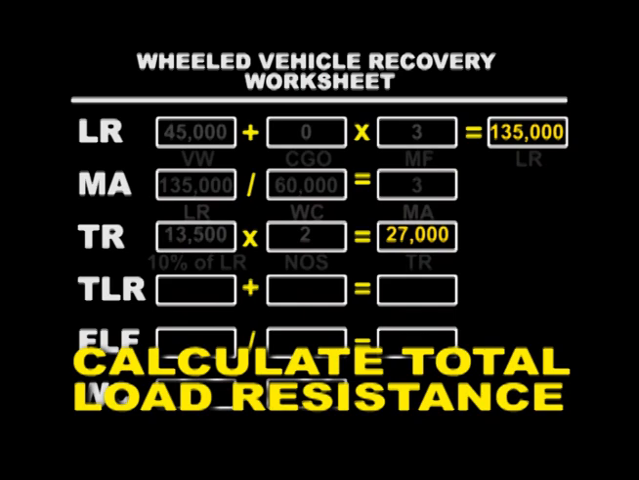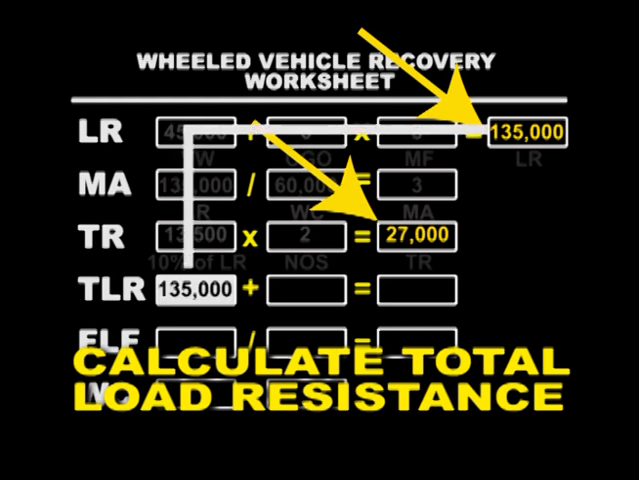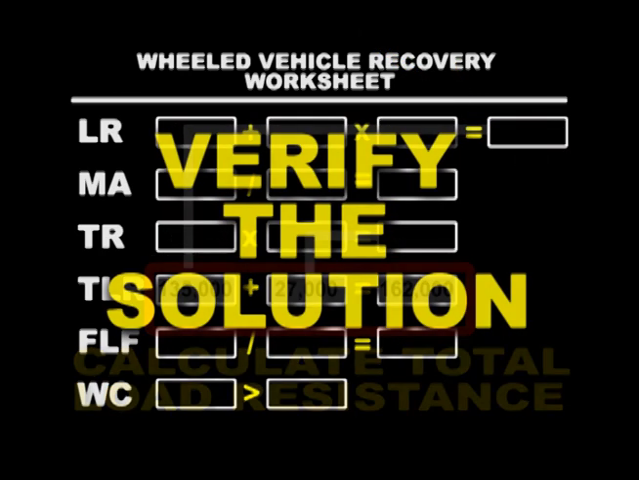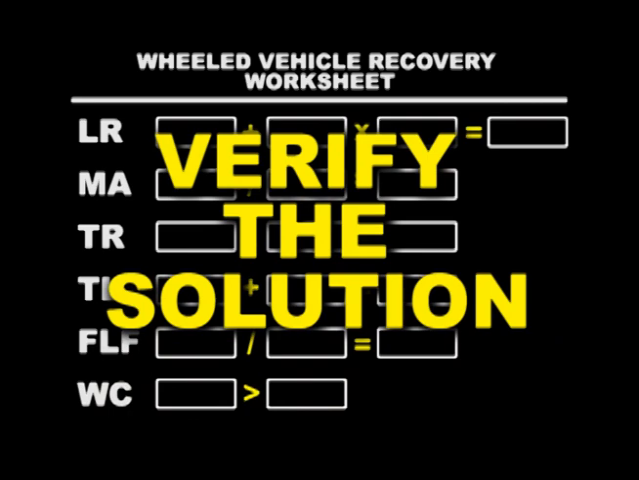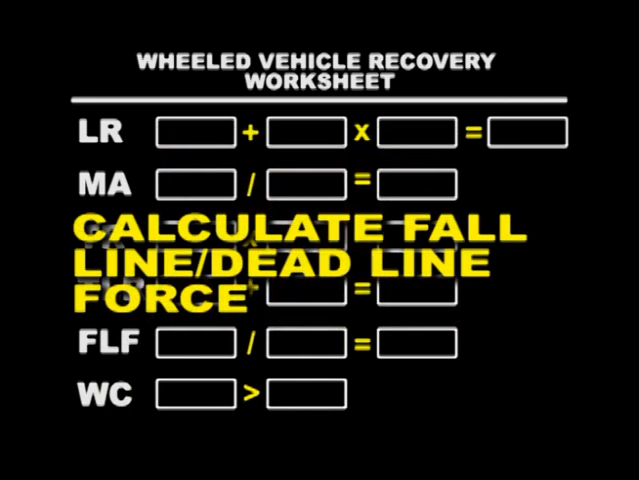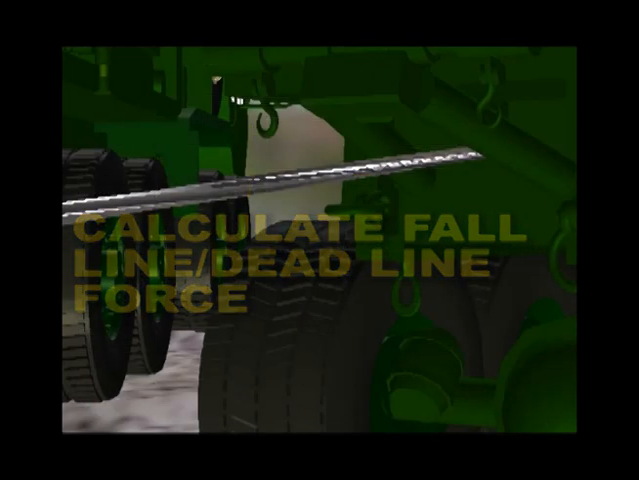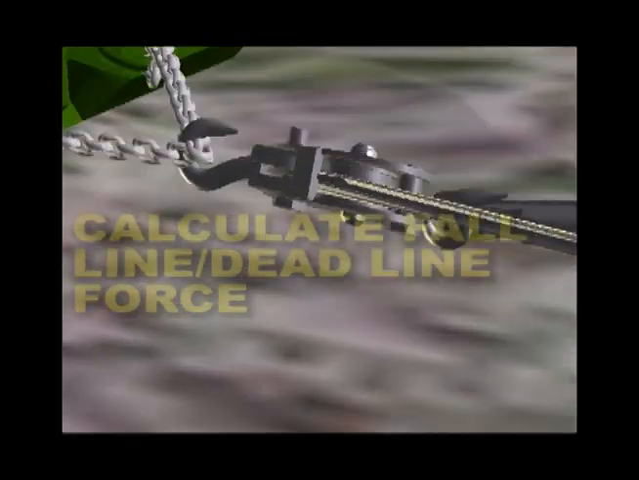To calculate our total load resistance, we must add our load resistance plus our tackle resistance. Our load resistance is 135,000 pounds, and our tackle resistance is 27,000 pounds, so our total load resistance is 162,000 pounds. The 5th step is to verify the solution. In this step, we must compute the fall line force and dead line force. The fall line is the first line from the winch to the rigging.